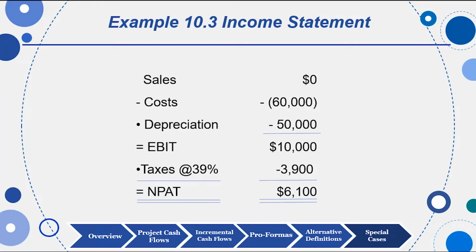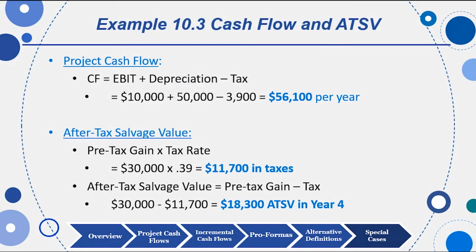I build my P&L. I calculate my EBIT. I subtract my taxes of negative $3,900, and I get an NPAT of $6,100. Very simple to calculate my OCF. I can just take the bottom-up method, which is $6,100 plus $50,000, or $56,100. That'll come in for 4 years, $56,100 per year.